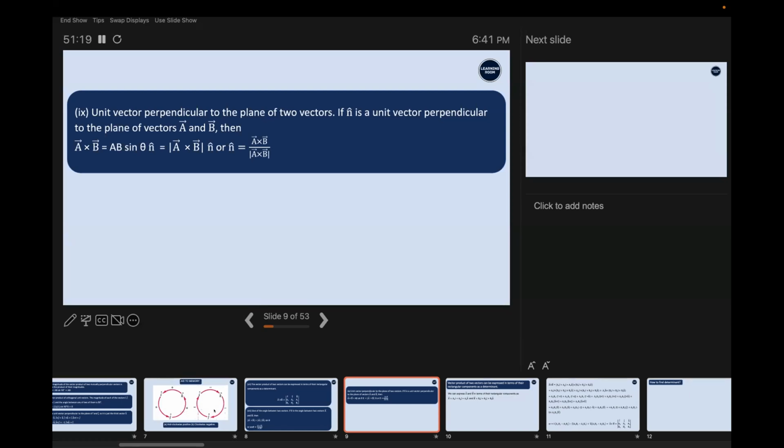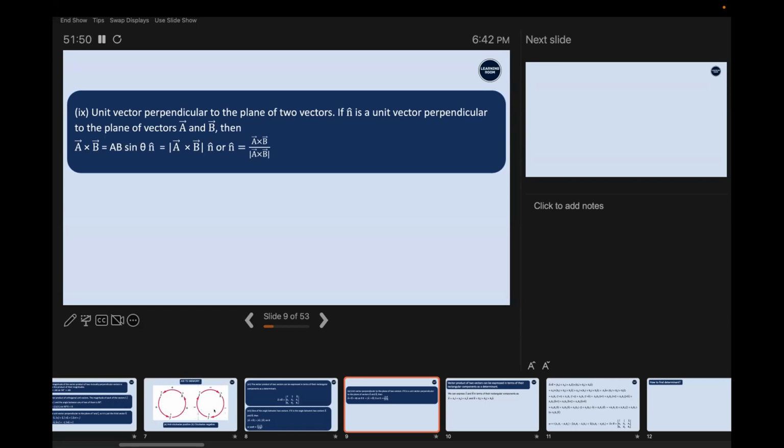Suppose A vector and B vector are in this plane. I want to find a vector which is perpendicular to this. Then what will I do? If I want to find only the vector, do the cross product. If I want to find the unit vector, do the cross product and divide it by the magnitude of the cross product. Because A cross B will give you C vector. For example, if we call A cross B as C vector, listen to my question carefully. A cross B is C vector.